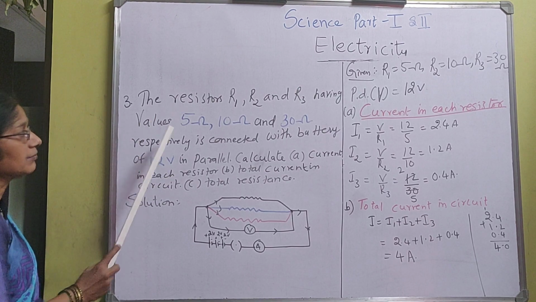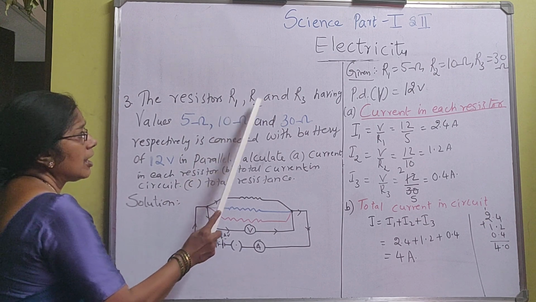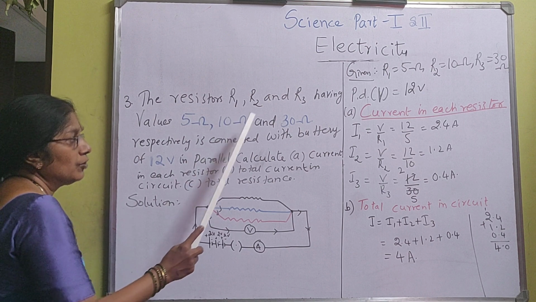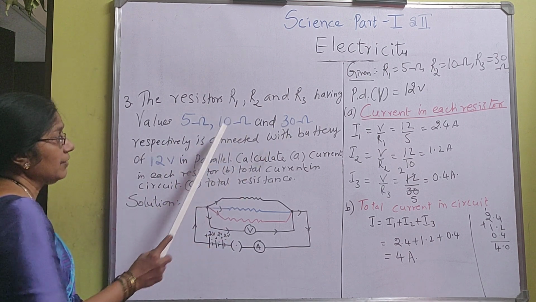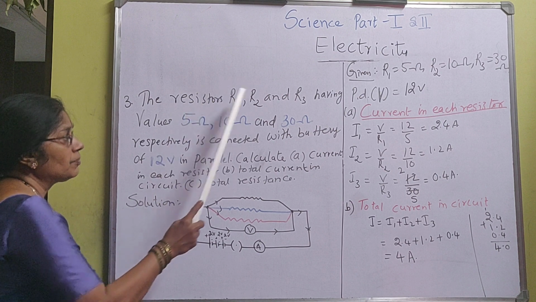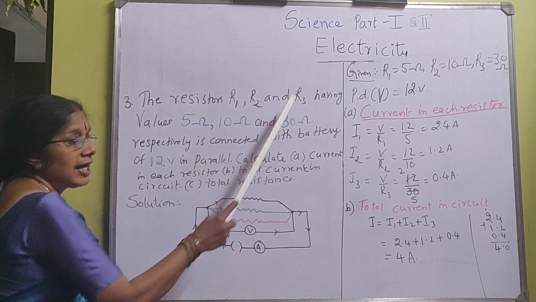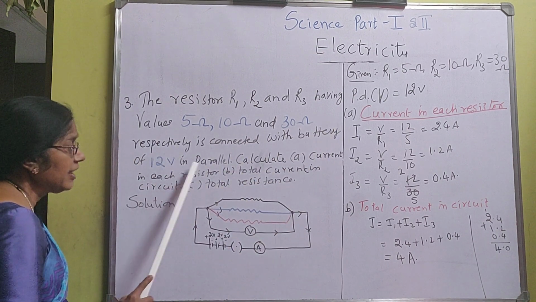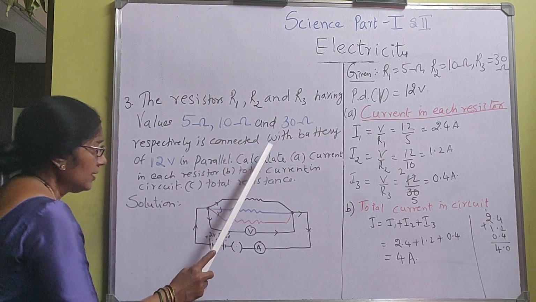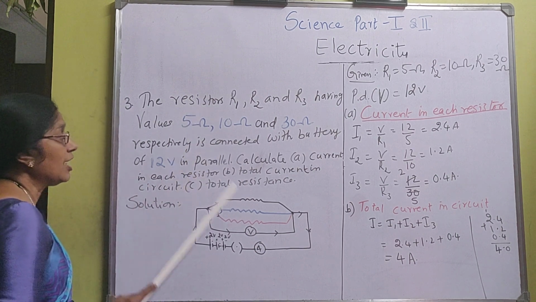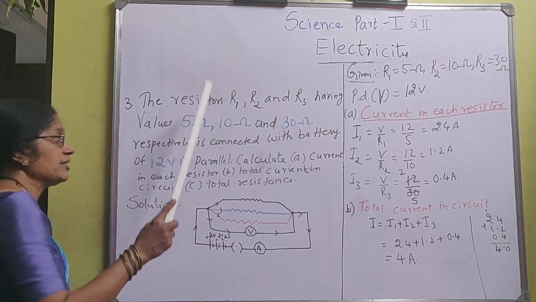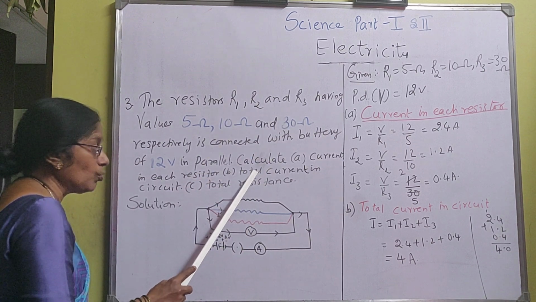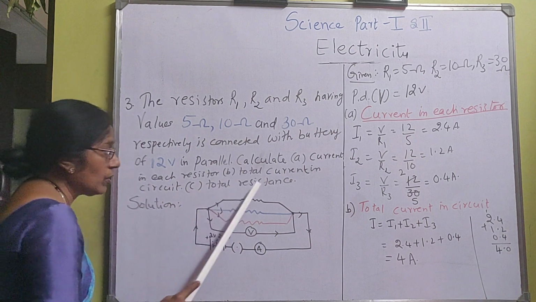Let us see the third sum. The resistors R1, R2 and R3 have the values 5 ohms, 10 ohms and 30 ohms respectively. That means R1 is 5 ohms, R2 is 10 ohms and R3 is 30 ohms. They are connected with a battery of 12 volts in parallel. We have to calculate the current in each resistor, meaning how much current is flowing in 5 ohms, how much in 10 ohms and how much in 30 ohms. Then you have to find out the total current in the circuit and the total resistance.